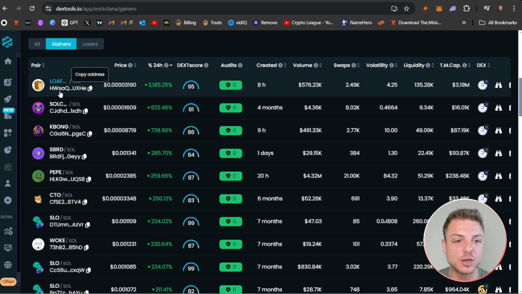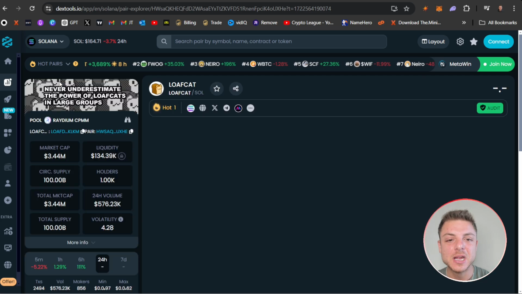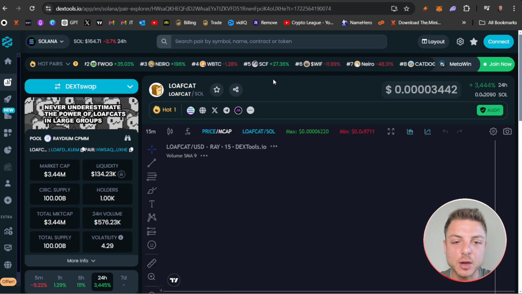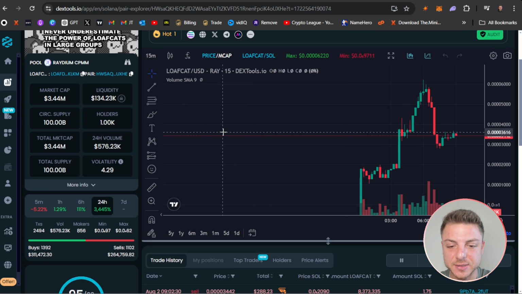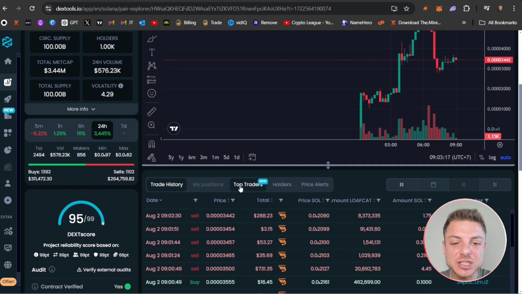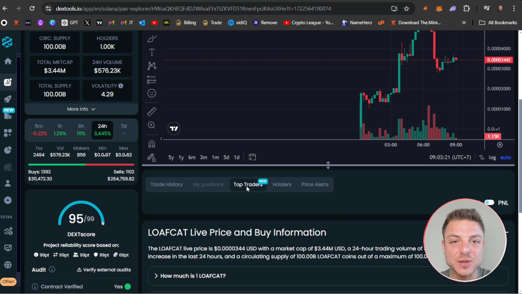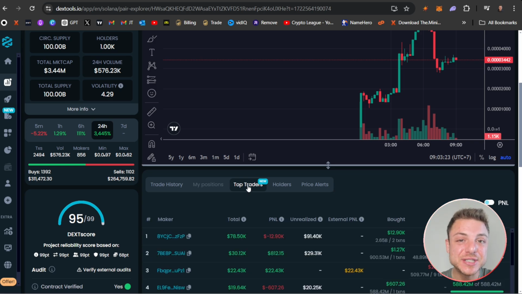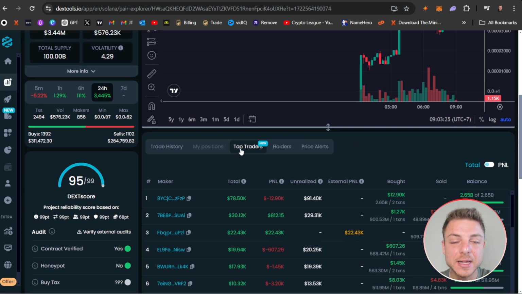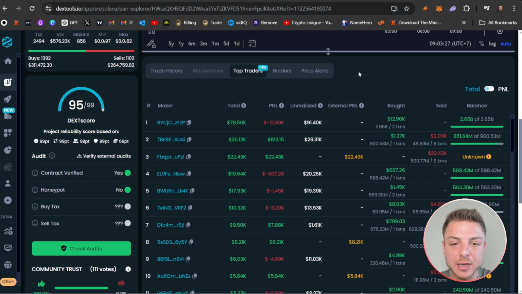First thing we'll do is we'll begin opening up some coins. So let's open up this top coin for the day, currently up over 3,000%. So what we now do, you can see this new feature right here added by Dextools, top traders. So very similar to what's been on Dex Screener, now available here on Dextools, which wasn't available before.